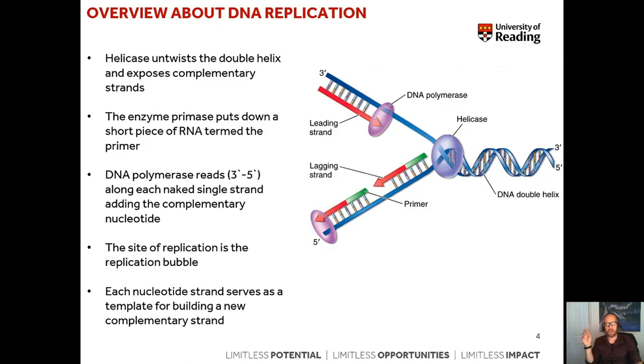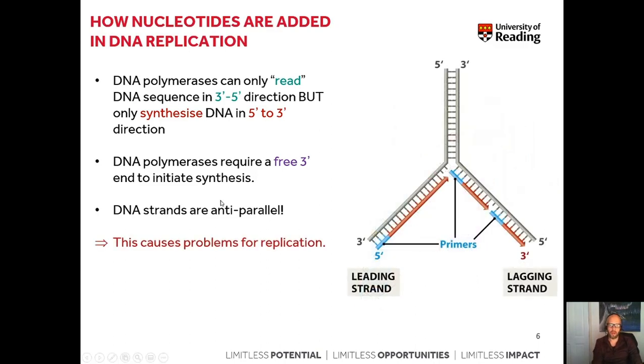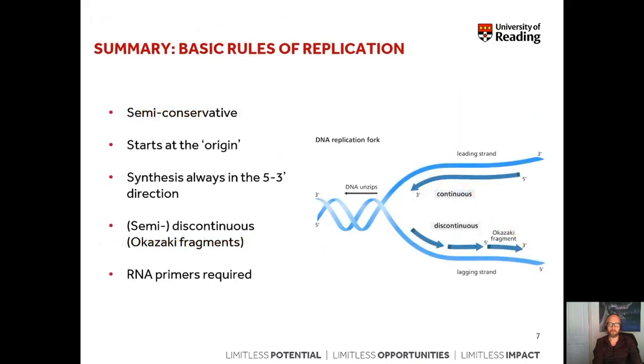During replication, each nucleotide strand serves as a template for building a new complementary strand. Important bit here is that polymerases can only read the DNA sequence in 3' to 5' direction. However, they only synthesize in the opposite direction. They synthesize in 5' to 3' direction. Moreover, as I mentioned before, DNA polymerase requires a 3' end to initiate synthesis, and as a result, DNA strands are antiparallel. And this causes a problem for replication.